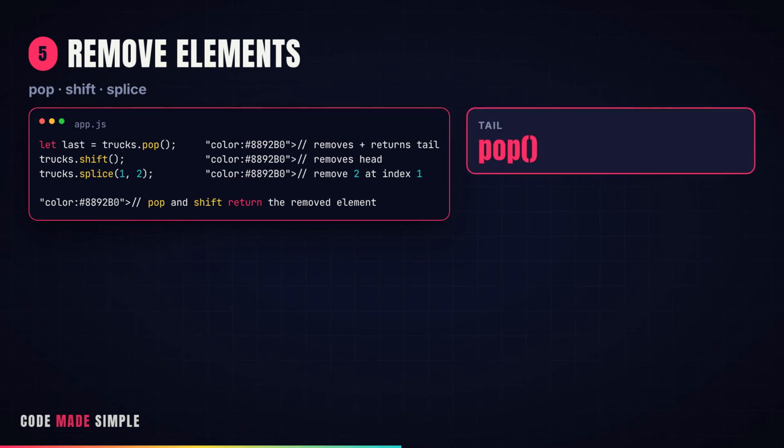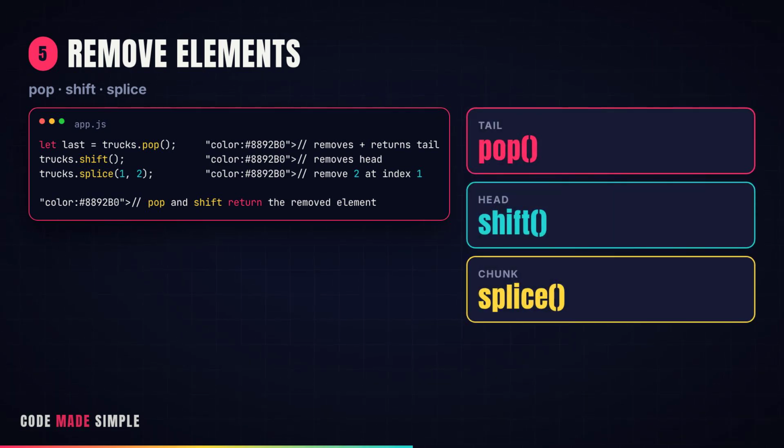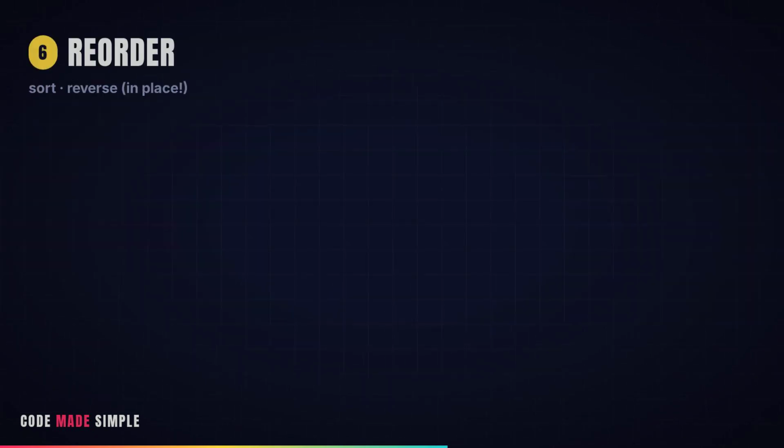Pop chops the tail and hands it back to you. Shift kills the head. Splice with a count deletes any chunk in the middle. Your array shrinks instantly. Reordering.